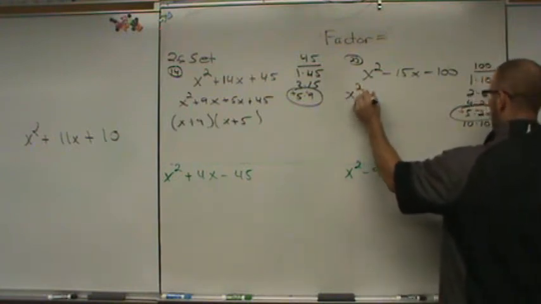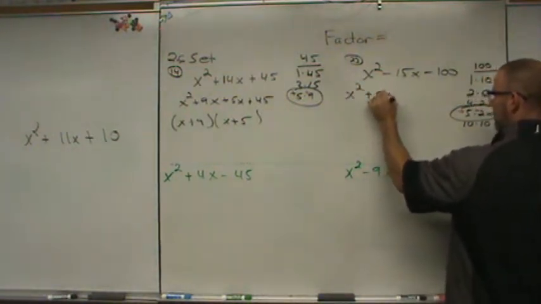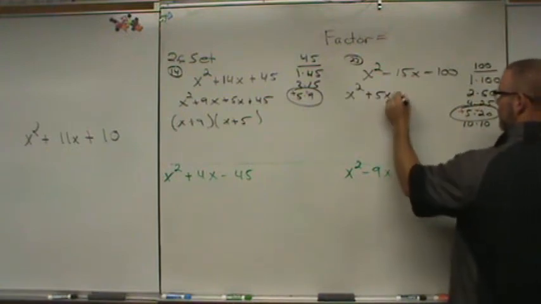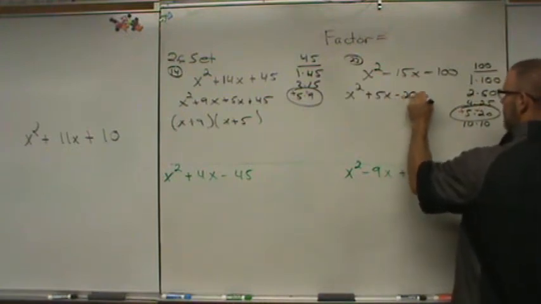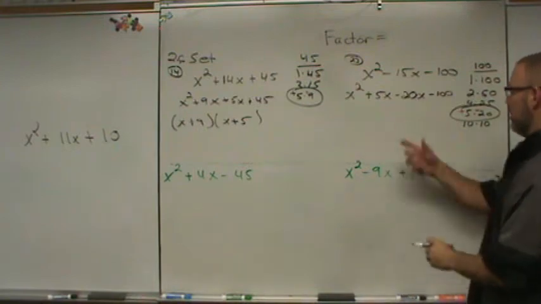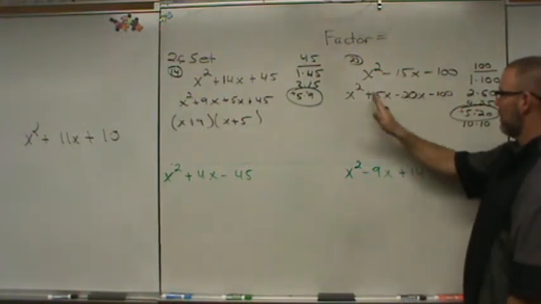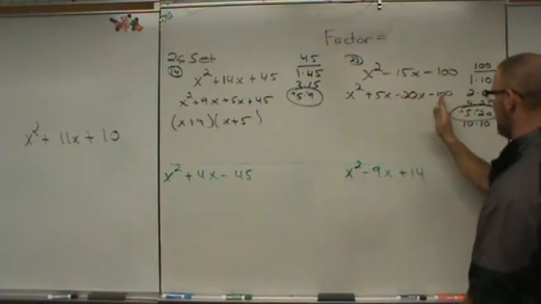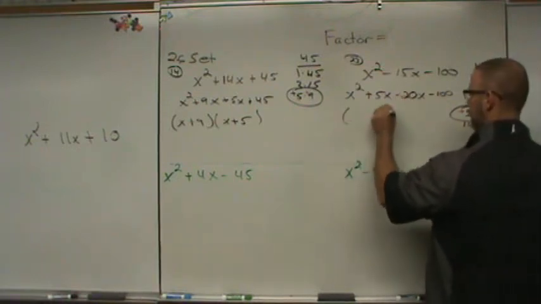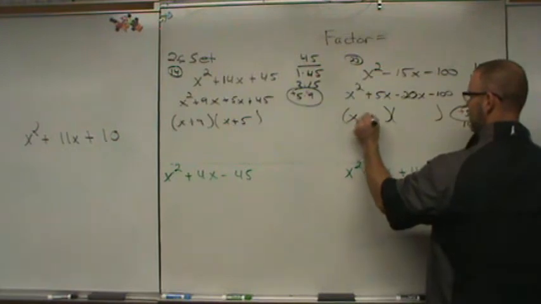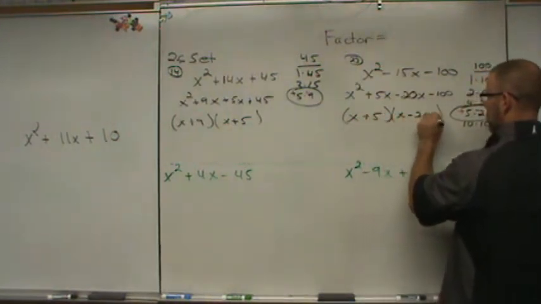So x squared. And again, it doesn't matter. I could put plus 5x or I could put minus 20x first. Minus 20x minus 100. I add these to get minus 15. I multiply them. Positive times a negative gives me a negative. Now I know I'm right. Now I can write my factors. X plus 5, x minus 20. I'm done.